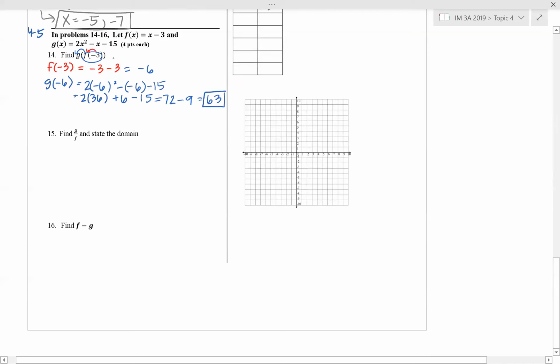So again, that's the kind where we build. So we plug -3 into f, we get an answer. We plug our answer into g, working from right to left.